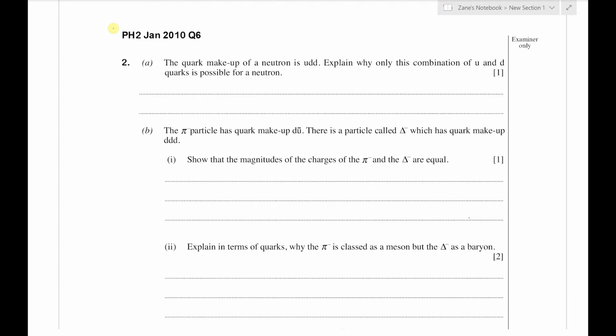The question starts by telling us that the quark makeup of a neutron is up, down, down, and we've got to explain why only that combination is possible to give us a neutron. So we should know that the up quark has a charge of 2/3 e. That's given in the data book anyway. The down quark is minus 1/3 e.